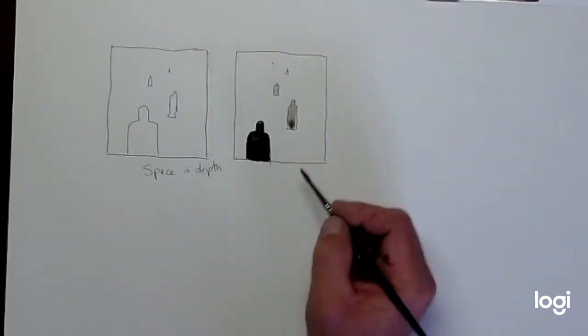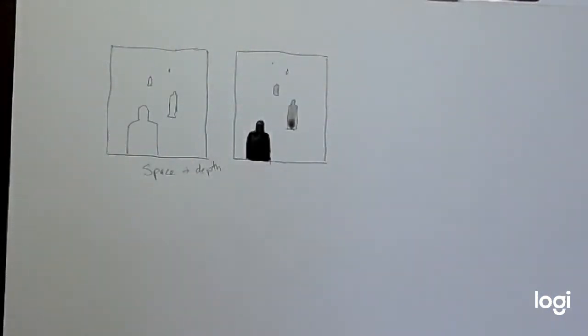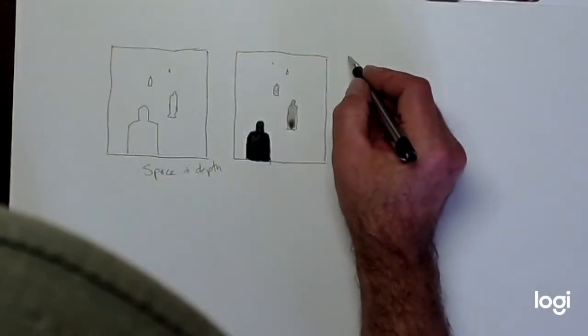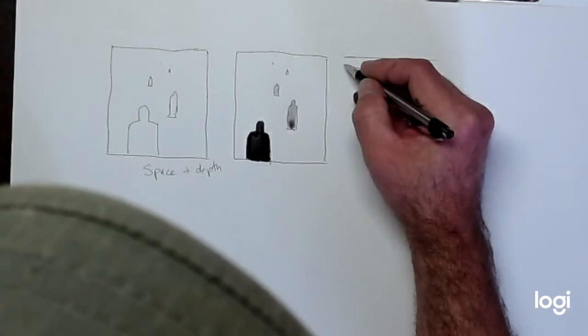As things go back in space, there's more air between us and those things, and in a tiny and imperceptible way, it makes it so that things start to get lighter as they go back in space, okay? So let's try and reverse that. What would happen? Here's a composition.